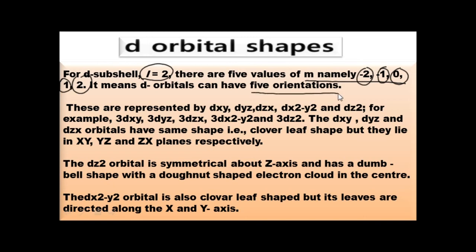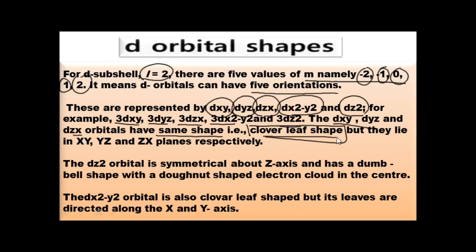These represent dxy, dyz, dzx, dx squared minus y squared and dz squared. For example, 3dxy, 3dyz, 3dzx, 3d x squared minus y squared and 3d z squared. The xy, yz and zx orbitals have the same shape, that is the clover leaf shape. So these three orbitals have the same shape, the clover leaf shape.